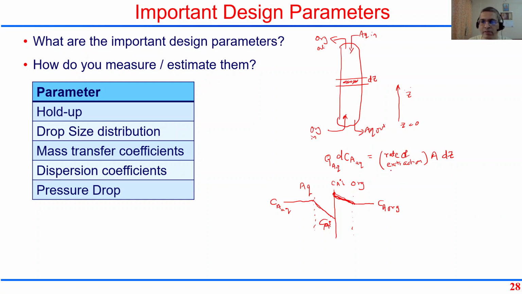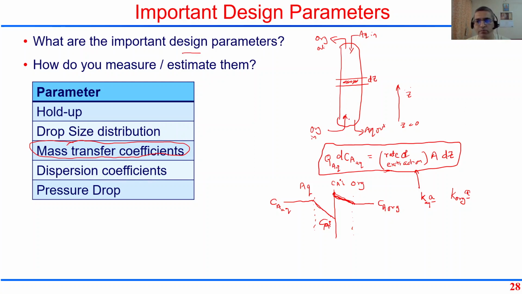And so if I have to estimate the height required, and if I have to estimate the number of transfer units required, I need to estimate this rate of extraction. This rate of extraction would depend on the aqueous side mass transfer coefficient and interfacial area, as well as the organic side mass transfer coefficient and the interfacial area, right? So what we need to do is estimate the mass transfer coefficients. That's going to be one of the design parameters.